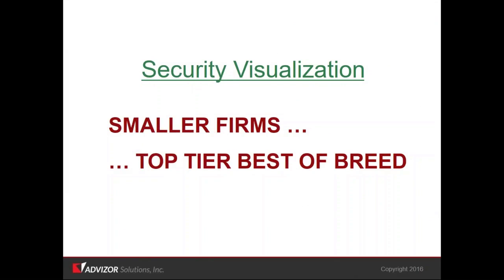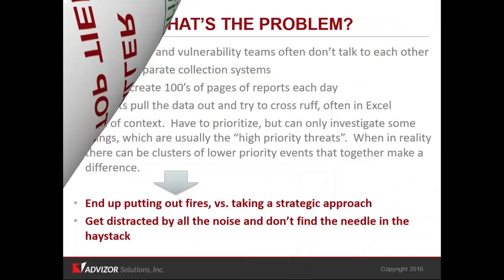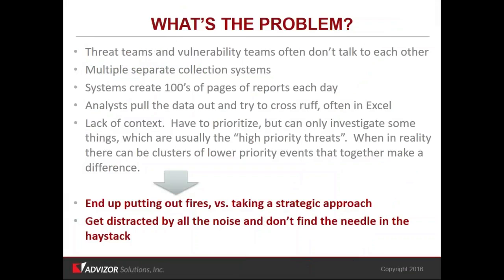So as we get into security visualization, this is a topic that runs across smaller firms all the way up to top-tier, best-of-breed. When we get into some of the smaller firms, the problems are multiple. In general, threat teams and vulnerability teams often don't talk to each other. There's multiple separate collection systems that create hundreds of pages of reports each day. So what we often see is analysts pull the data out and try to cross-reference it in Excel, which is doable but hard, and we would call that actually the cycle of pain.